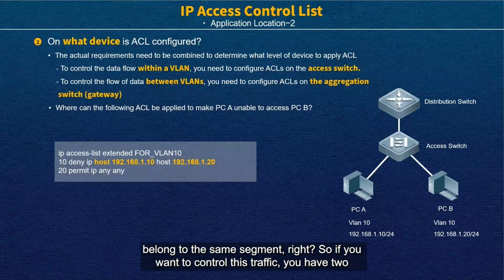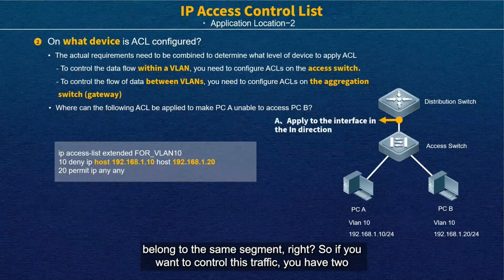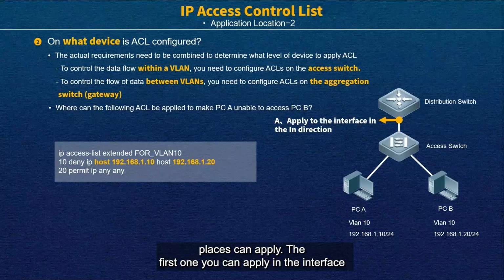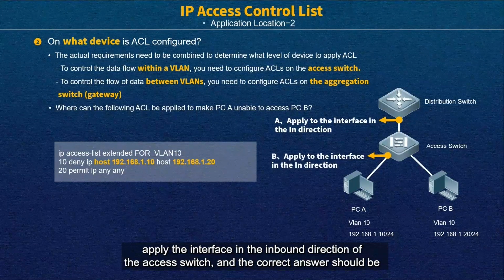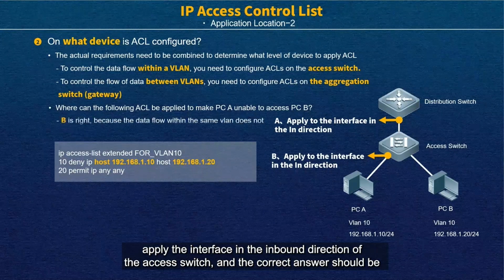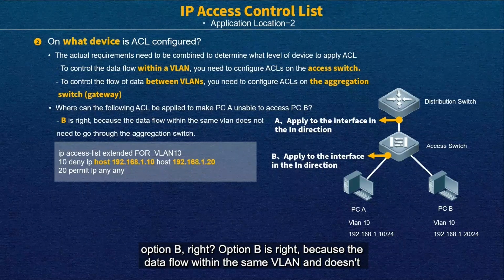So if you want to control this traffic, you have two places where it can be applied. The first one, you can apply on the interface of the distribution switch and choose the inbound direction. And the second one, you can apply on the interface in the inbound direction of the access switch. And the correct answer should be option B, right?